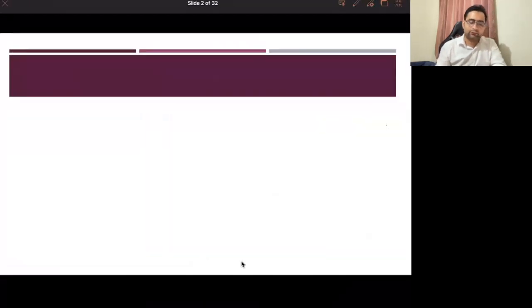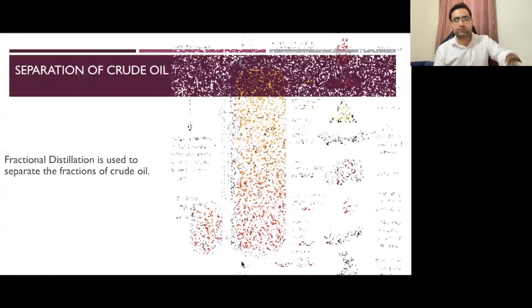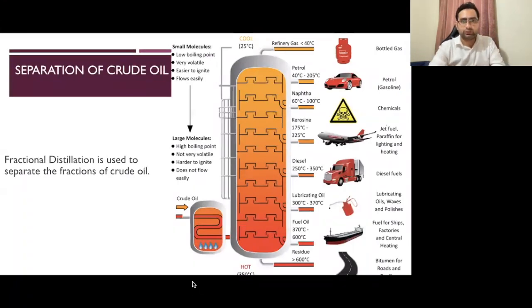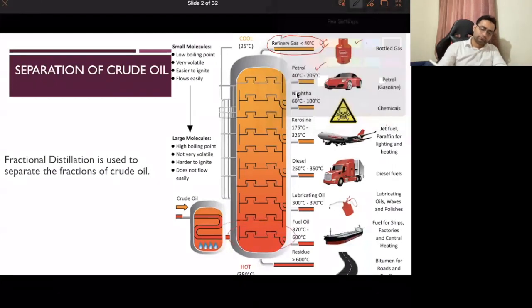Now, this thing you have to memorize most of the time. Students don't know which fraction has what use. So this table you should keep in mind: at first step, you will get refinery gas, petrol, because the fraction which has a lower boiling point will come first, or you will collect it from the top of a fractionating column. And the one which has the highest boiling point, you will get from the bottom of this fractionating column. So these are the uses.